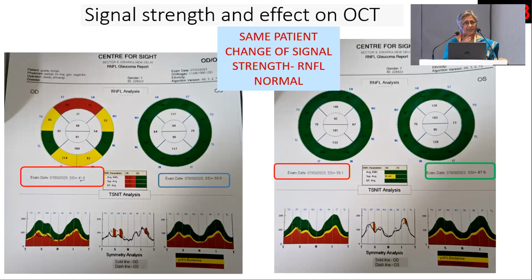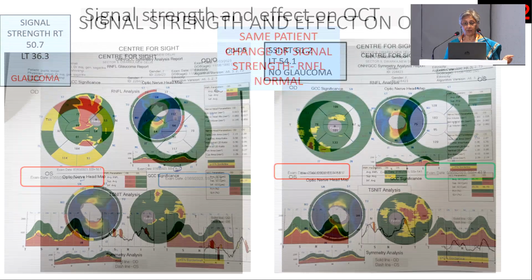Now, look at how the signal strength affects the OCT. This is one patient for whom the OCT was done, and the signal strength was only 41 in the right eye. And of course, the patient came to me saying that the father said the patient has glaucoma. Please, ma'am, have a look at it. And when we did it again with a better signal strength, the patient was absolutely normal.